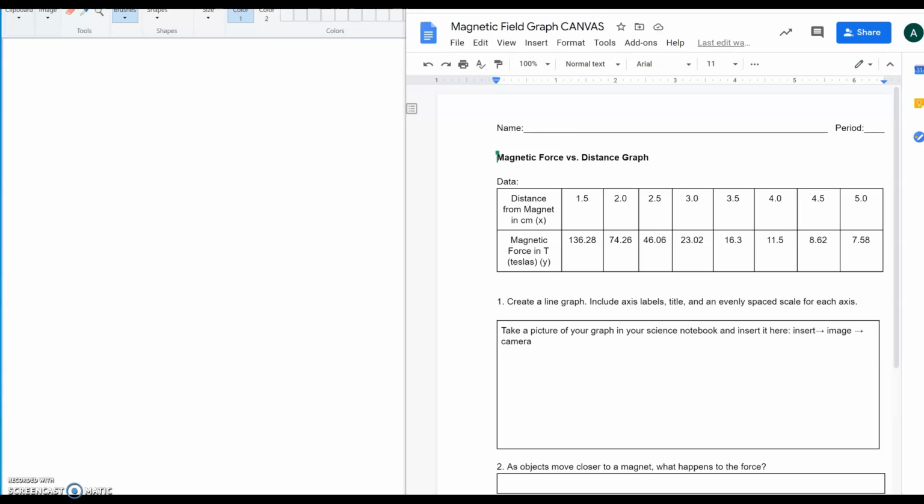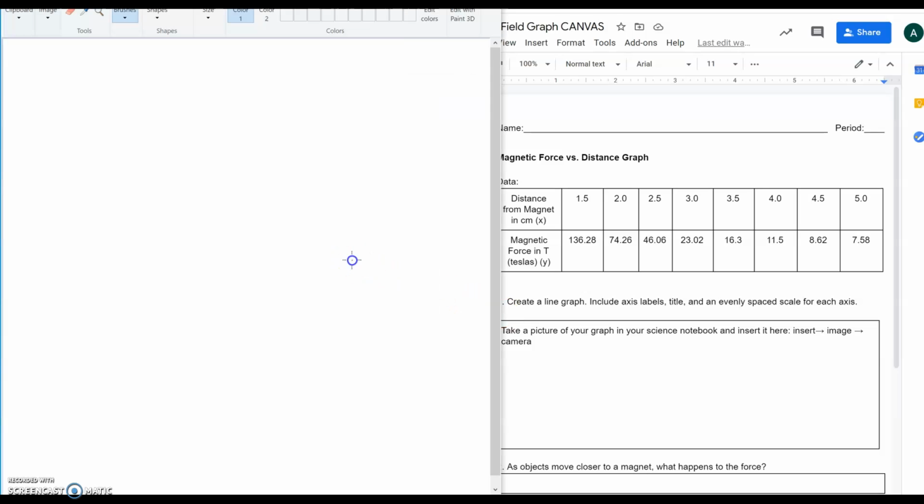Hey guys, I'm going to help you set up the graph for the magnetic field graph assignment. So we have some data right here, and number 1 says to create a line graph and include axis labels, a title, and an evenly spaced scale. So I'm going to start with the title.